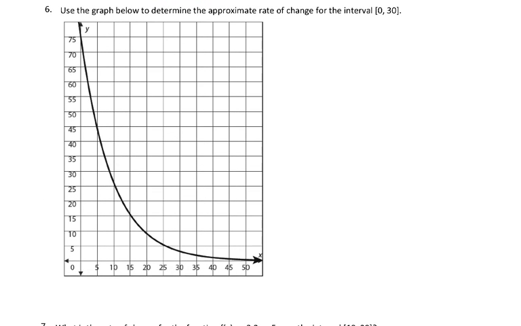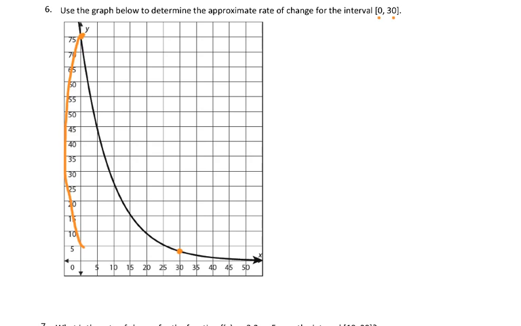Now, if we're given a graph, same idea. These are our x values, so where x is 0, my graph is right here. Where x is 30, my graph is right there. Okay, so I'm going to go down from 75 to, we'll say that's about 3, 4.